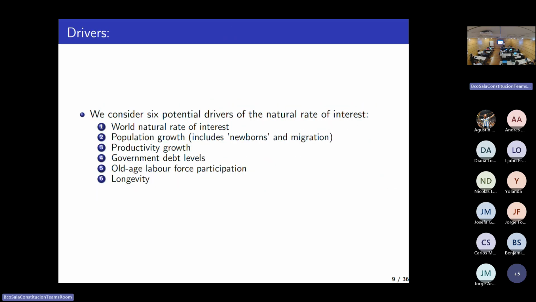So these are the 6 potential drivers again. As I said in the model, we're actually going to split population into newborns. I put the newborns in quotes because the youngest people in the model are 20-year-olds. So they're new 20-year-olds, but I'm calling them newborns. And migration. So our 6 drivers again: world natural rate of interest, population growth, productivity growth, government debt levels, old age labour force participation, longevity.